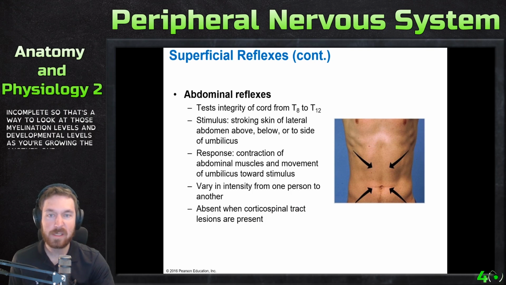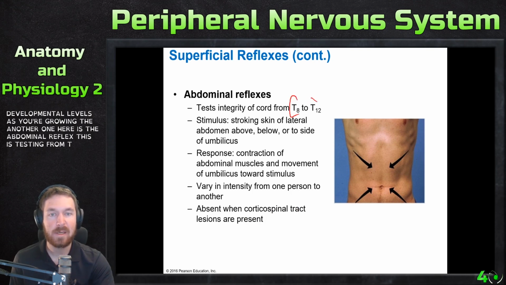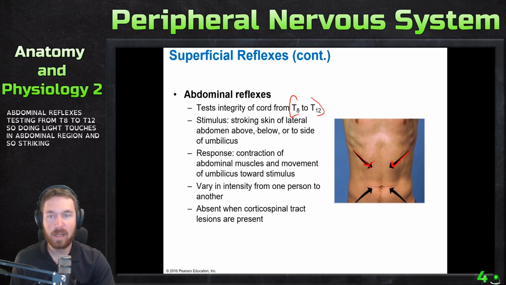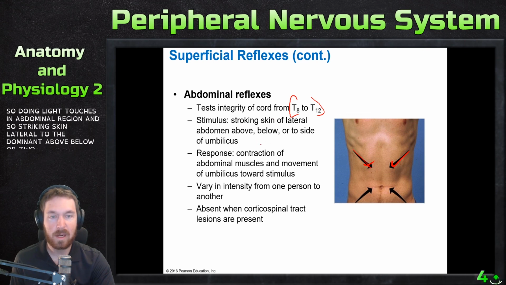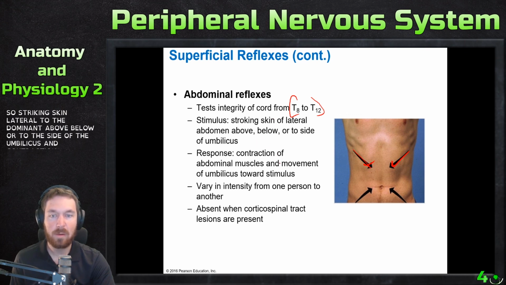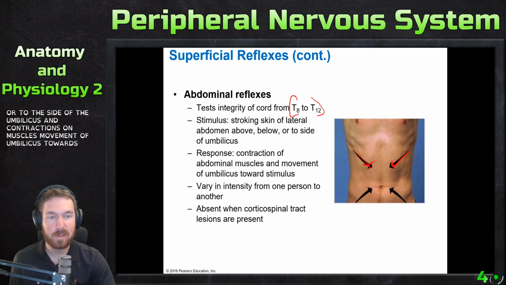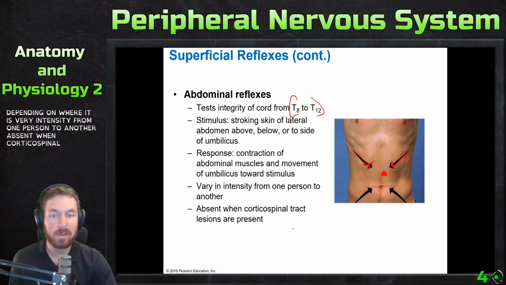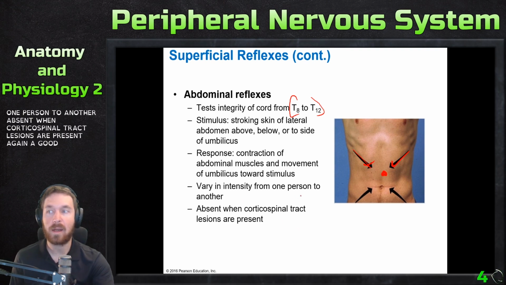Then another one here is the abdominal reflex. This is testing from T8 to T12. So doing light touches in the abdominal region. And so stroking the skin lateral to the umbilicus, above, below, or to the side of it. And contraction of abdominal muscles, movement of umbilicus toward the stimulus. So it would move toward the stimulus depending on where it is. Varies in intensity from one person to another, absent when corticospinal tract lesions are present. Again, a good diagnostic tool.